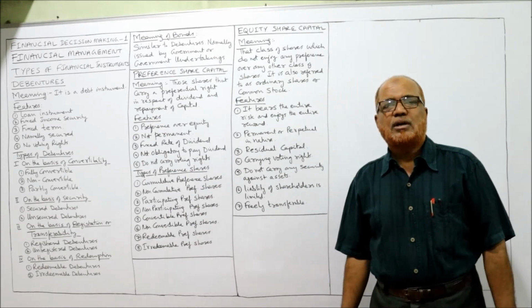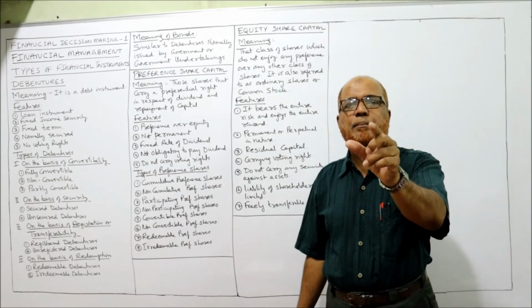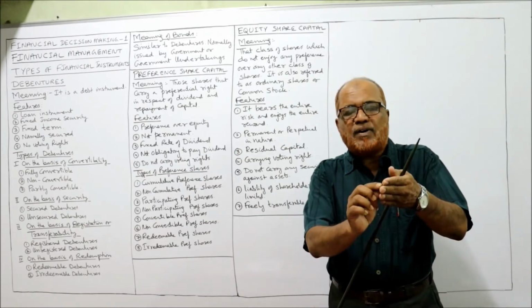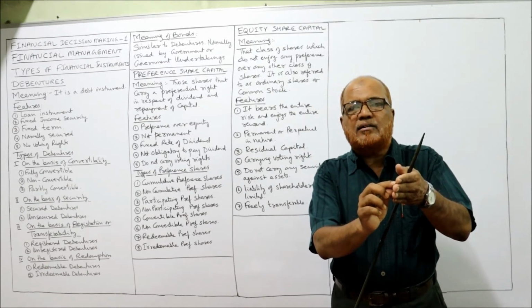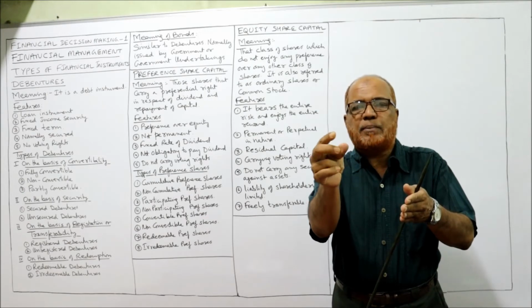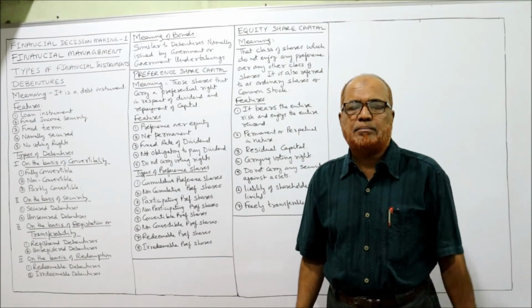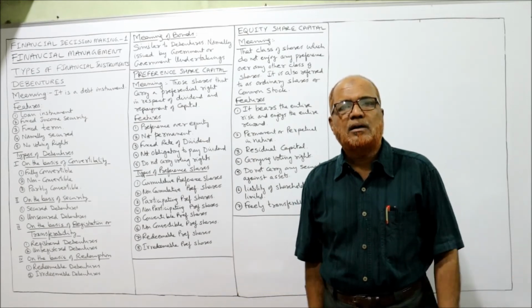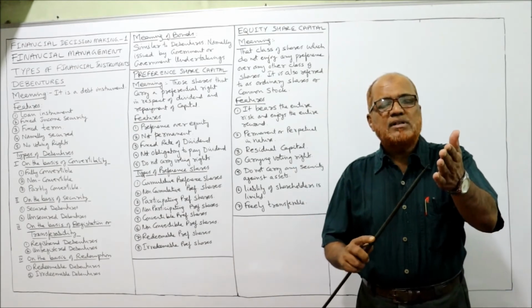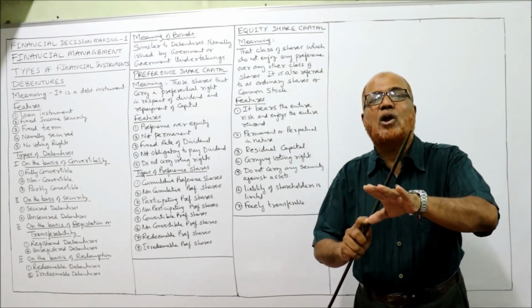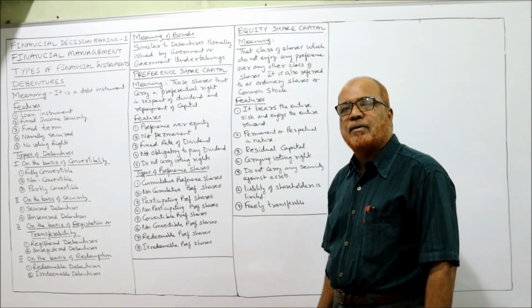Redeemable preference shares. The preference shares which will be redeemed or taken back by the company after a period of time. The company has specified that these will be redeemed after a period of 12 years or after a period of 10 years. So as soon as 10 years are completed, the preference shareholders must return the preference share to the company. The company will make the payment, the principal repayment, to them. That is the redeemable preference share. Irredeemable preference shares: the company will specify that these preference shares will not at all be taken back by the company. That is called irredeemable preference shares.